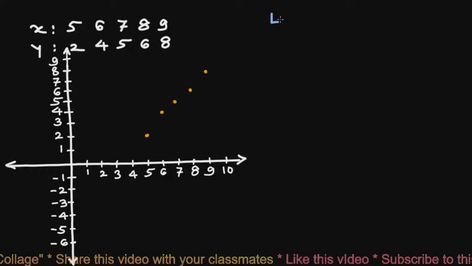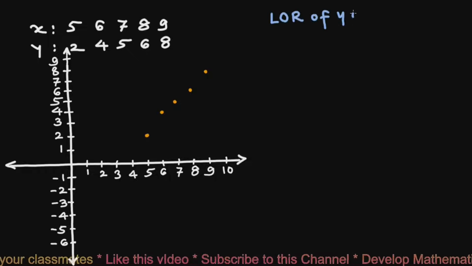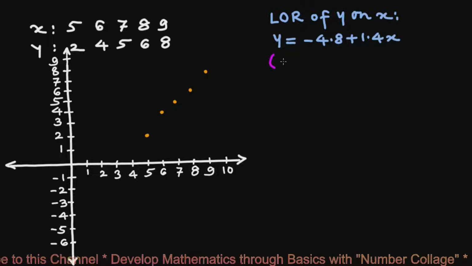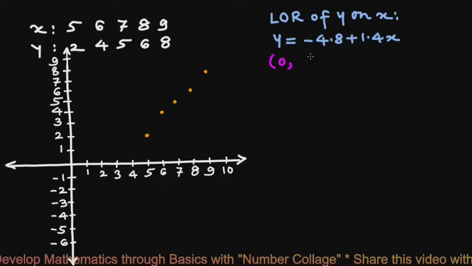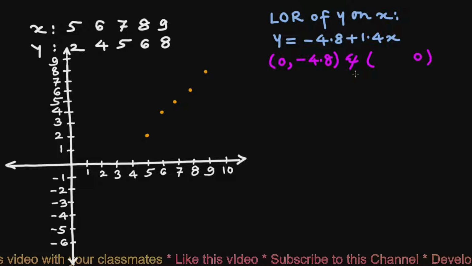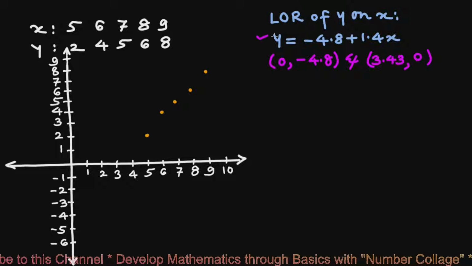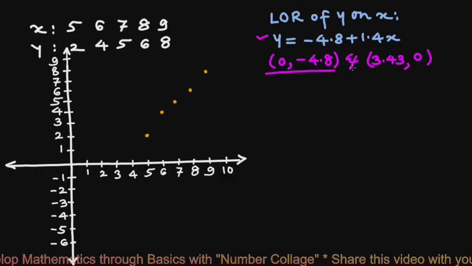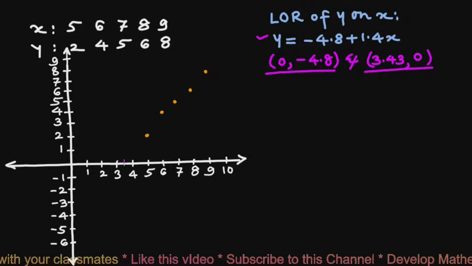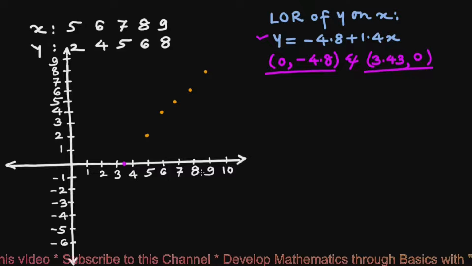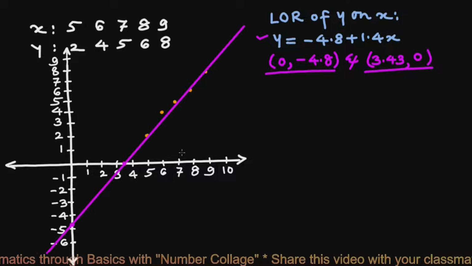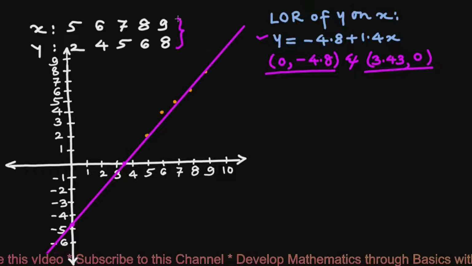We will also plot a line of regression of y on x, y equals minus 4.8 plus 1.4x. For x equals 0, y will be minus 4.8, and for y equals 0, x will be 3.43 in this equation. So we will plot these 2 points on the axis and draw the line. So 3.43 somewhere here, minus 4.8 somewhere here. A straight line through these 2 points will be this line, which best fits these plotted points.